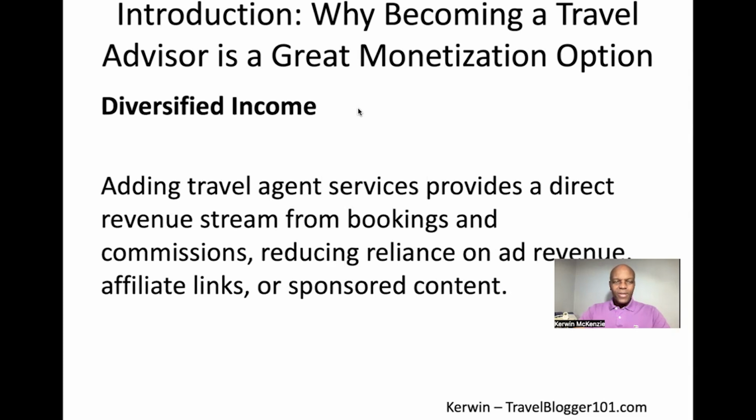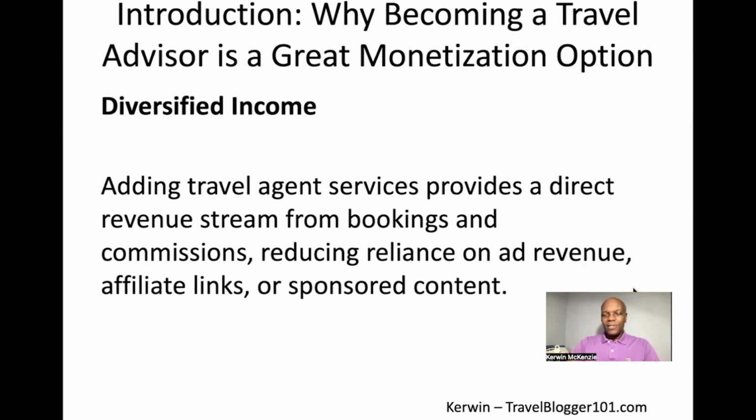It's diversified income, right? Adding a travel agent service provides a direct revenue stream from booking and commissions, reducing reliance on ad revenue, affiliate links, or sponsored content. And ad revenue, affiliate links, and sponsored content are three things that I've talked about. But adding yourself as a travel agent is another way of making money, right? Multiple streams of income. Bear in mind that this might not be right for everyone, just depends on what your blog is about, but it's another thing that you could think about.